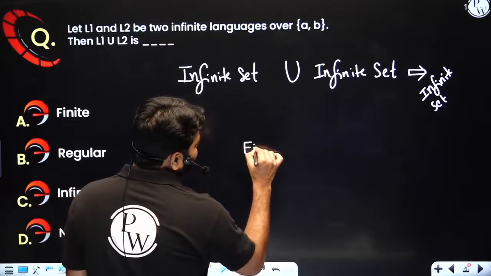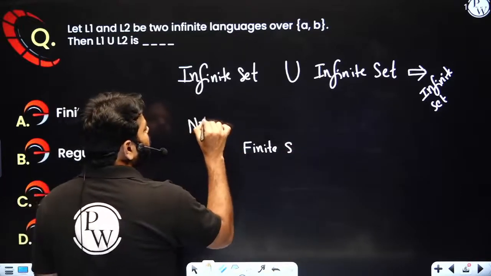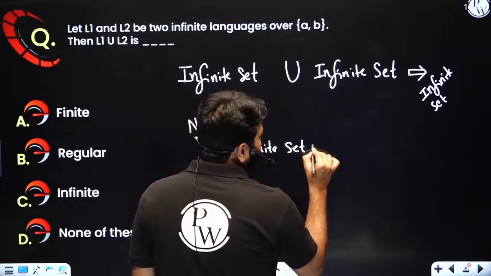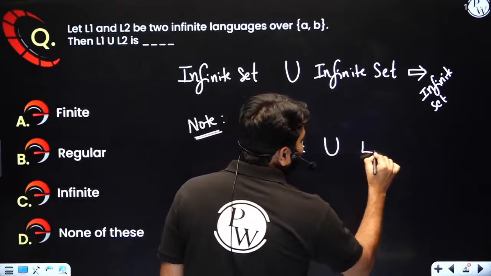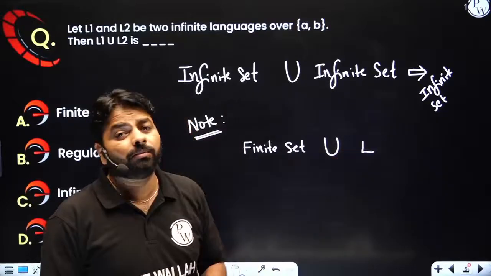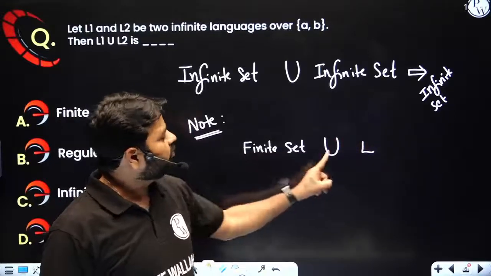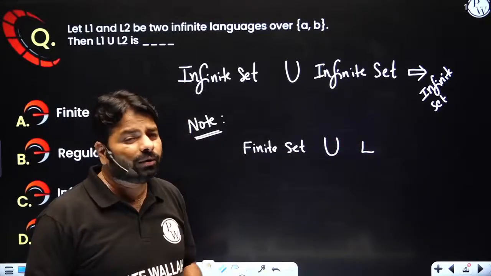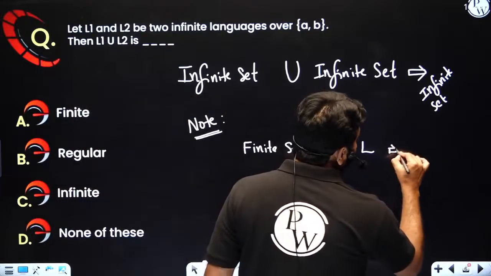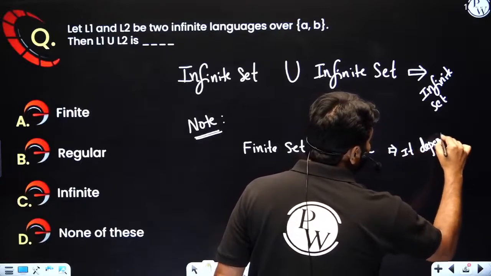Finite, I know one of the languages is finite. I'm just giving a note. In future you may see this kind of question in the exam. Finite set union some language L, which is unknown, arbitrary, it could be any language. I have not mentioned anything about L, but finite union L, what would be the answer? Can you guarantee finite? No. So what is important here? It depends on L. The result depends on L.